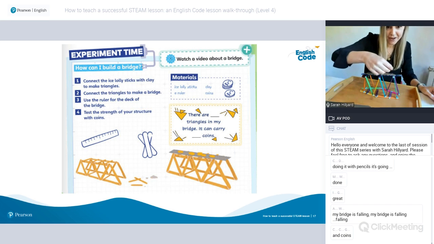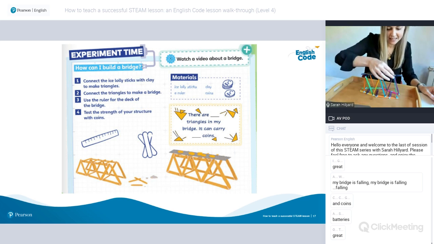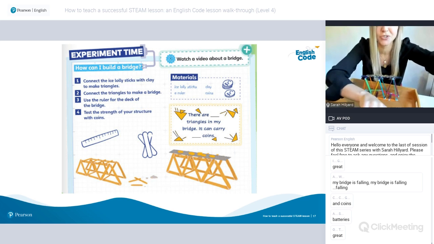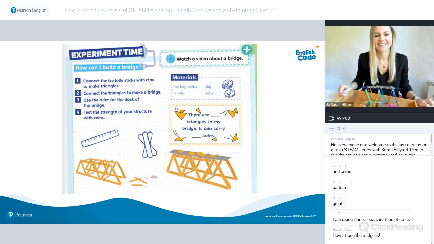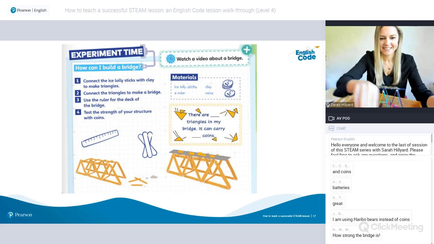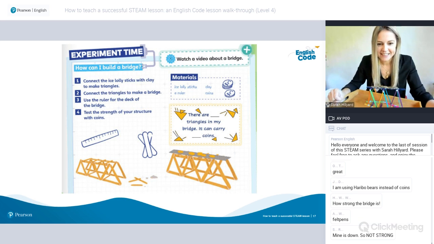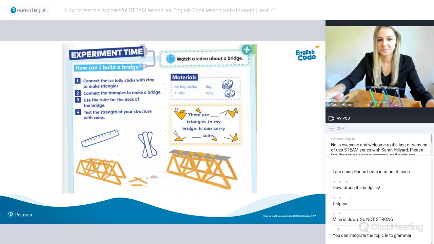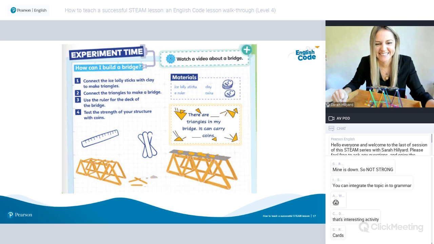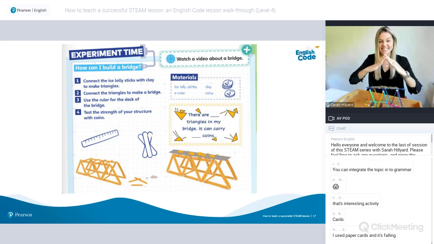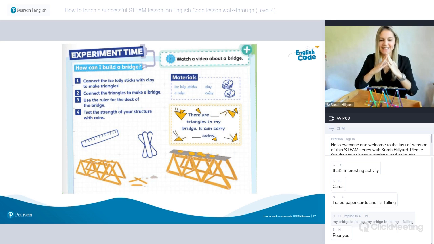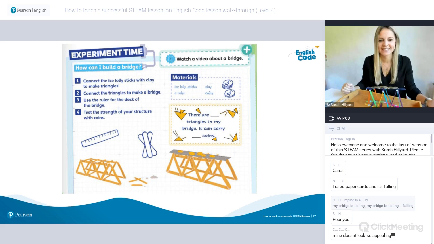There we go. Oh, Agatha, your bridge is falling, is it? Agatha, tell me, what did you use for your bridge? Oh, Susanna, yours is down. It's not so strong. What did you use to build your bridge? Cards. Okay, that's difficult, isn't it? What are you using to attach the cards together? Did you use anything to attach them, or are you trying to just balance them? Because that's always difficult.